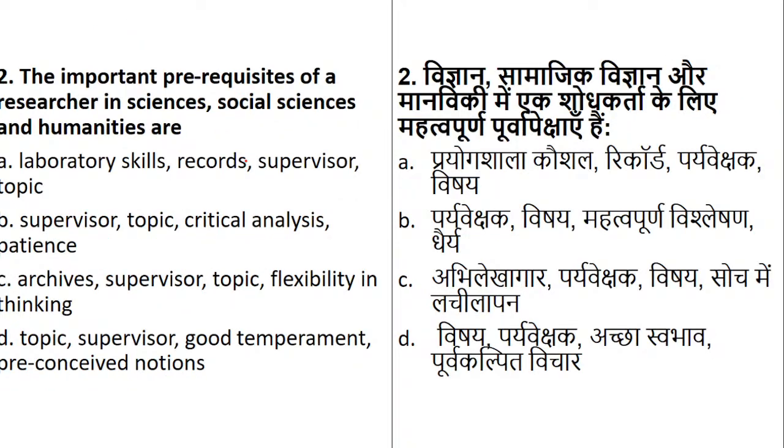Now coming to question number 2. Question number 2 talks about the important prerequisites, that is, the prior conditions you can say, of a researcher in sciences, social sciences and humanities. If a researcher is dealing with this, what exactly are the prerequisites? For example, laboratory skills, record, supervisor or the topic, critical analysis or the patients, archives, flexibility in thinking, good temperament, and preconceived notions.